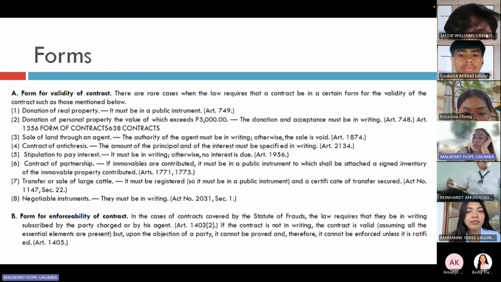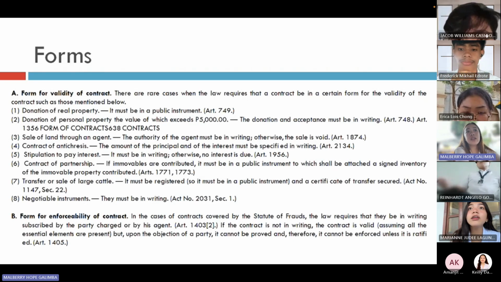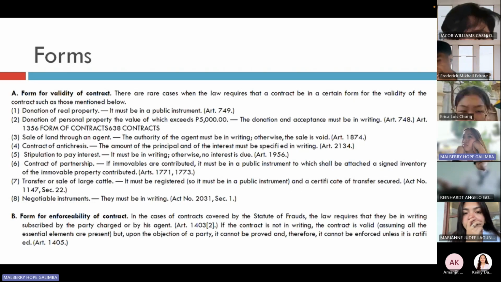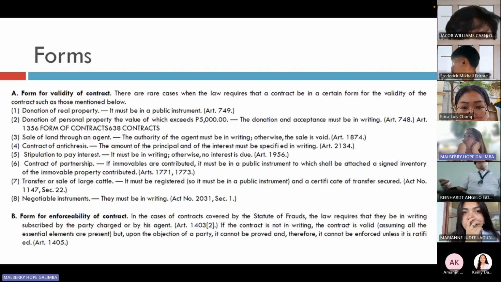Now, form for validity of contract. These are the rare cases when the law requires that the contract be in a certain form for the validity of the contract, such as donation of real property. When you donate a real property, it must be in a public instrument. The law says it must be in a public instrument. So it presupposes, because it must be notarized, that the agreement, the donation, the deed of donation, or the contract of donation must be in writing.